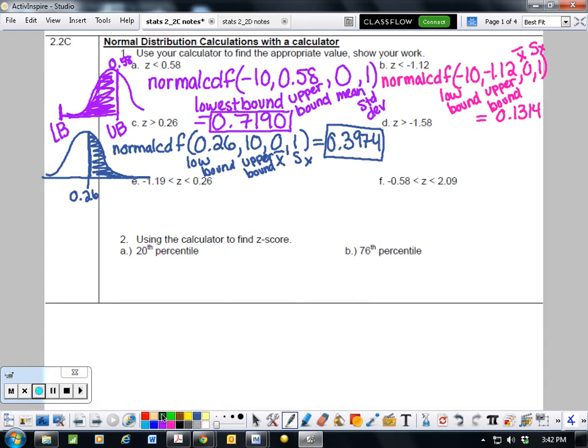Z is greater than -1.58. So this is going to be a normal CDF. Our lowest value is -1.58. Our highest value is going to be something really large, like 10. Our mean is 0, and our standard deviation is 1. So we're going to go into second distribution, normal CDF, -1.58, 10, 0, 1. And that tells me that it's 0.9429.